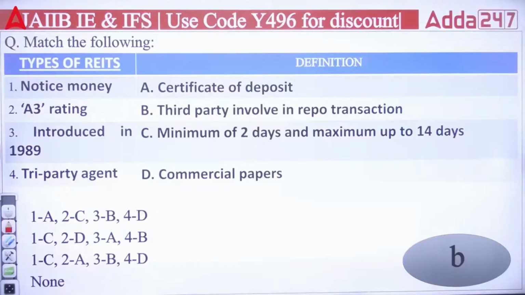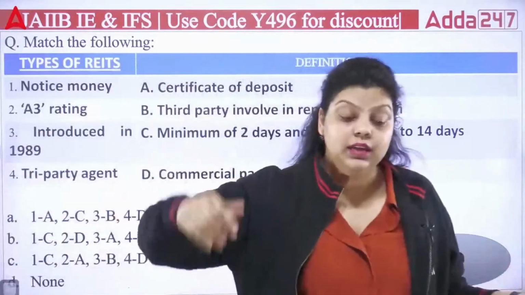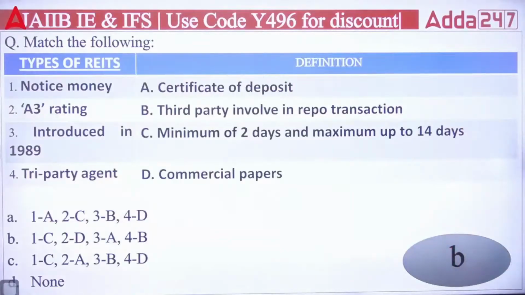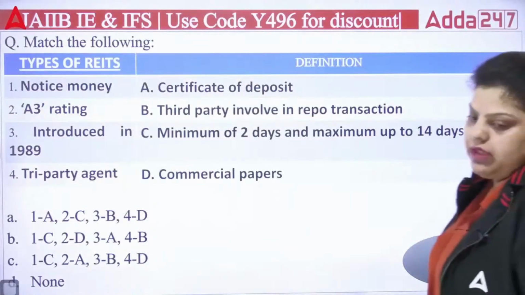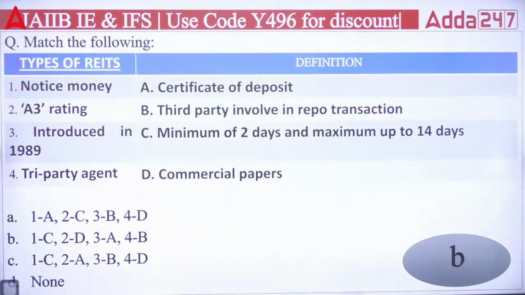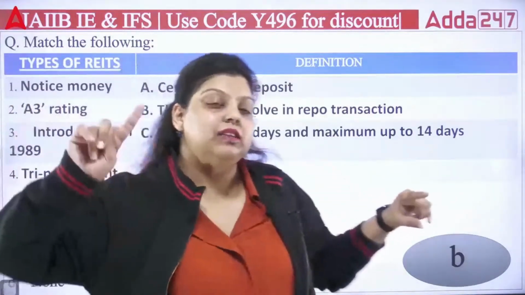Okay, so a tri-party repo has a third agent or third entity that is named the tri-party agent. Okay, so the right answer will be your B. All of the above we have matched correctly. Okay, certificate of deposit came in 89, and commercial paper came in 1990, just 1 year after.